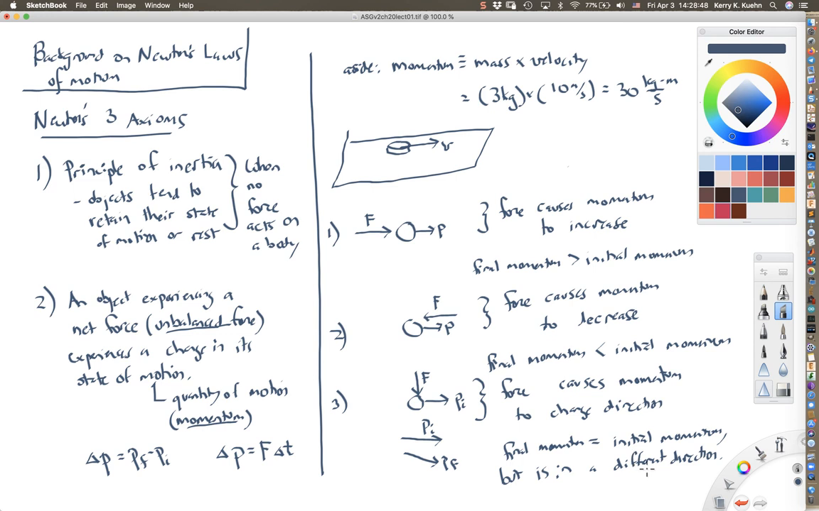Let me pause there for a moment because I'm out of space. Then I will come back and continue by describing Newton's third law of motion.